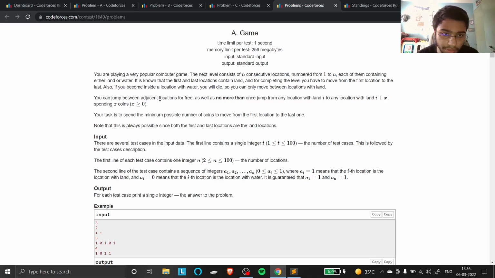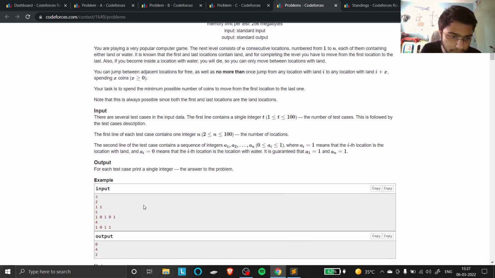You can jump between adjacent locations for free, as well as no more than once jump from any location with land i to any location with land i plus x, spending x coins. x should be greater than or equal to 0.